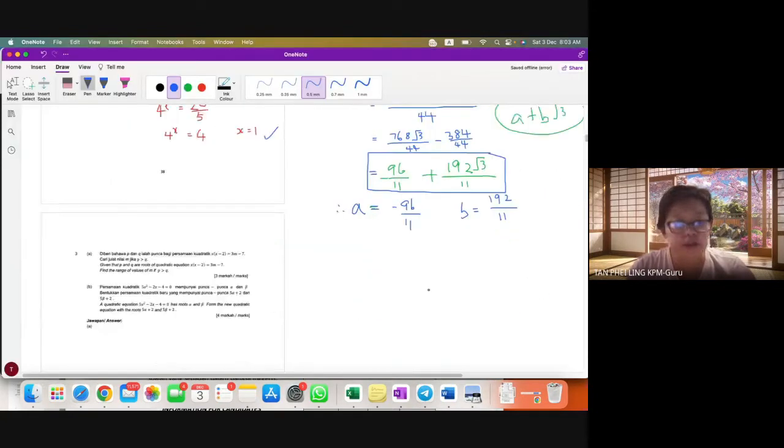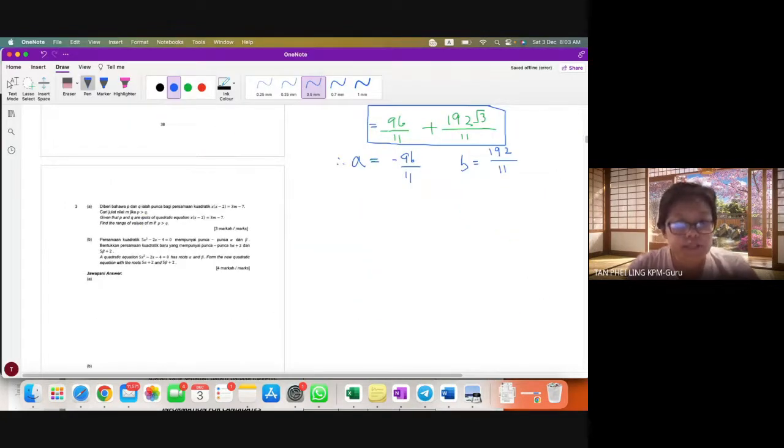Let's move on. So number 3, it's given that P and Q are roots of this quadratic equation. You need to know roots means they are at the x-intercept. If you have this, these are the roots, right? So find the range of values if P is bigger than Q. Most of you, when you read this question, how do you start?